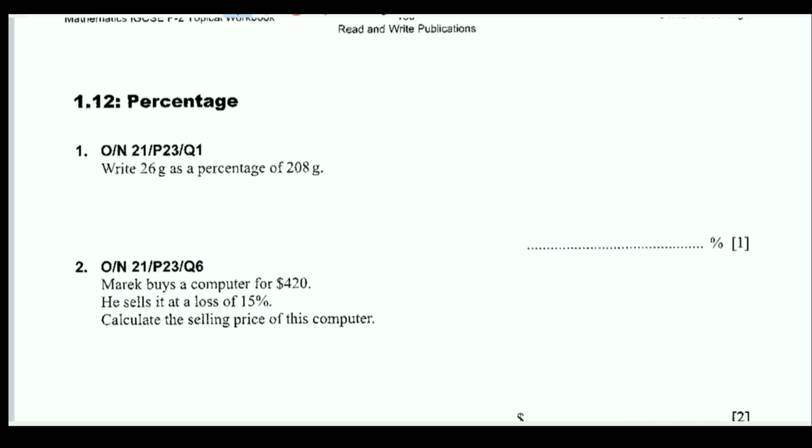Question number 1: write 26 grams as a percentage of 208 grams. First of all, we have to check their units. The units are the same, so we can easily solve this question. In these types of questions, we have to write 26 over 208 multiplied by 100. This is the way you have to write it.